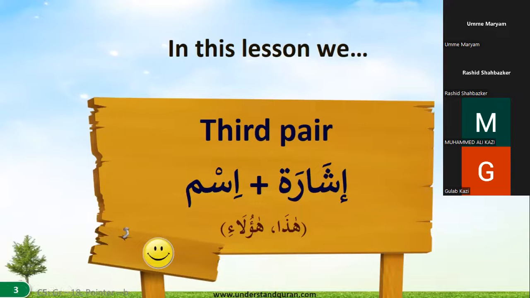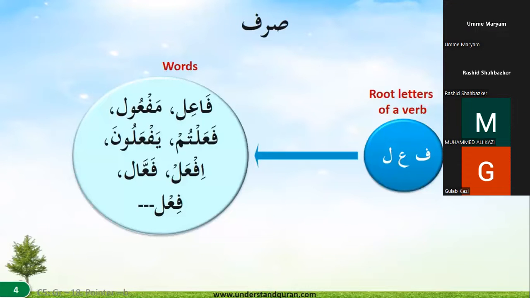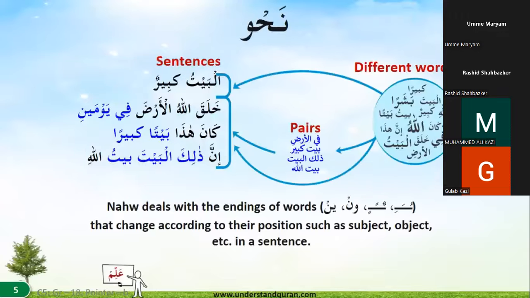So Ishara is Haza and Haulai. Normally this is done before in a lot of grammar books. Sarf is how we get the words from the verbs, which we've already done. Fa'il, maf'ul, fa'altum, yaf'alu, all that we have seen. And Nahu is the different words, how they're formed, and the pairs, two different words will form a pair. So fil ardi baytun kabirun, zalikal bayta baytullah. So zalika, the third pair part, inshallah, we will be seeing today.